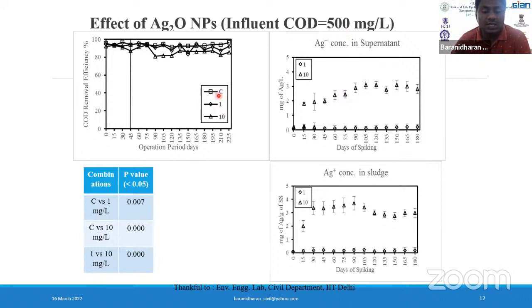C denotes the control, where no nanoparticle was spiked in. 1 and 10 are the concentrations of these nanoparticles in milligram per liter. Around 225 days was the period of the studies. Around 180 days was the study period where these nanoparticles were spiked, and their impact on the sludge as well as the supernatant was continuously monitored.